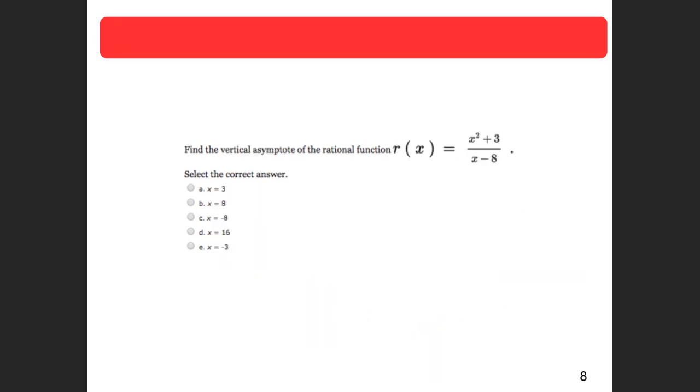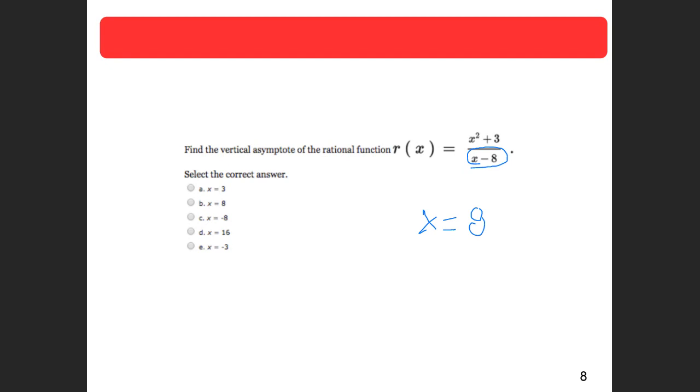Next question. This time it asks us to find the vertical asymptote. That one should be fairly easy. Vertical asymptote is what makes the denominator equal to 0. So what is my vertical asymptote? Remember, vertical asymptote is always x equals. A horizontal asymptote is always y is equal to. So this one should be x equals 8, because that's what makes the denominator equal to 0. So letter B is correct.